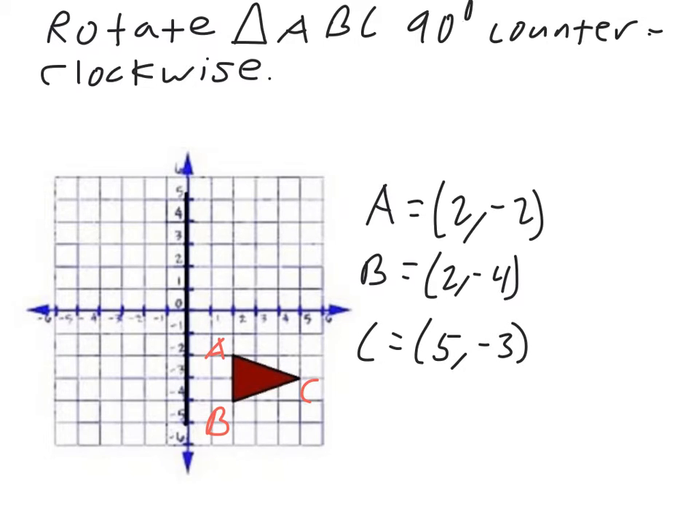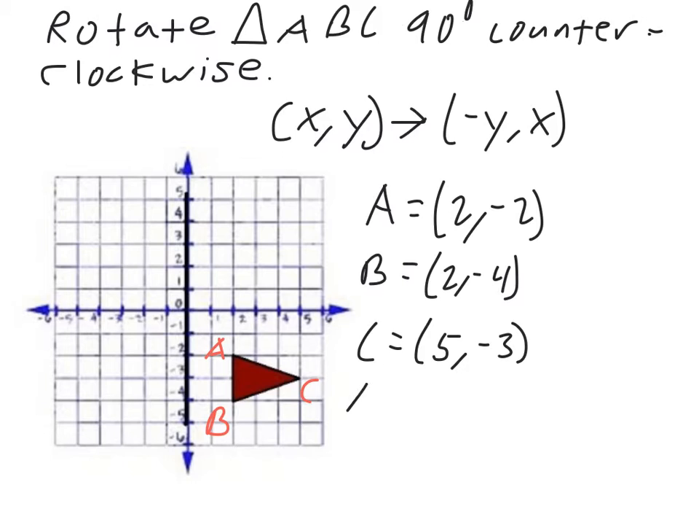Now remember that the rule for 90 degrees counterclockwise is (x, y) becomes (negative y, x). So when we get A prime, B prime, and C prime, they're going to change with that rule. With A prime, for our x, that's going to be negative y. Y is negative 2 in this case, so it becomes a positive 2. And x becomes our y. So our new y becomes the original x, which was 2.